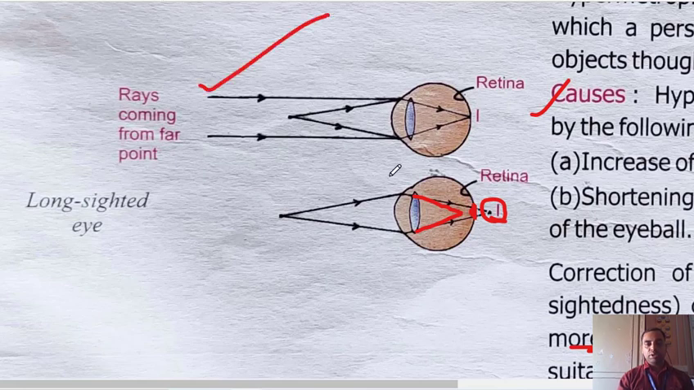This is the case of a normal eye. Even if the light is coming from an object which is nearby to the eye or away from the eye, the image is forming here. But in case of myopia, the image is forming here. In case of hypermetropia, in this position the image is formed.